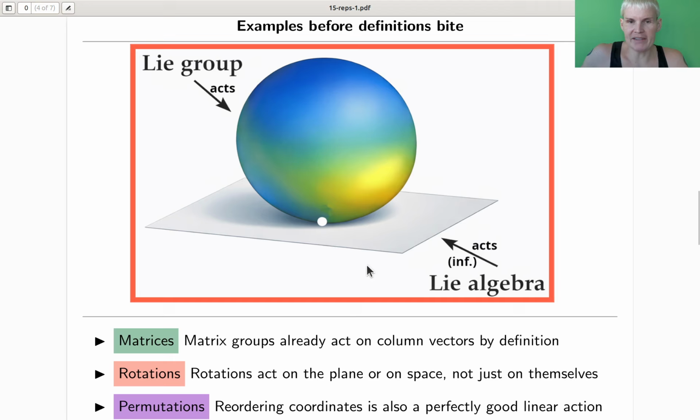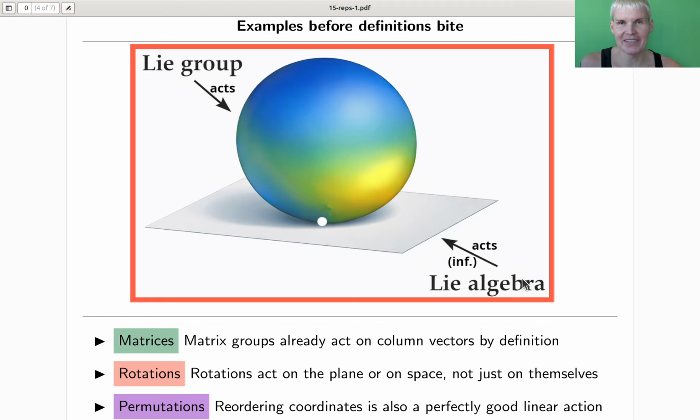And the standard examples, so this is essentially the picture. A Lie group acts on a sphere, for example, rotations, and the Lie algebra will act on a tangent. Now that's literally what is going to happen, but in this video, we only have Lie groups. So matrix groups act on column vectors by definition. This is usually called the defining representation. And if you have 2x2 matrices, they act on a two-dimensional space as matrices. Now, that's the defining representation.